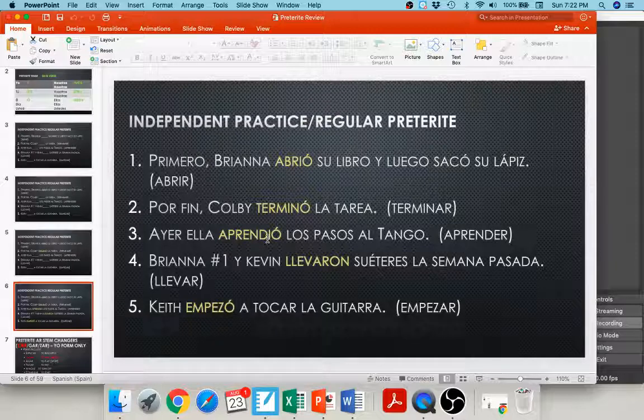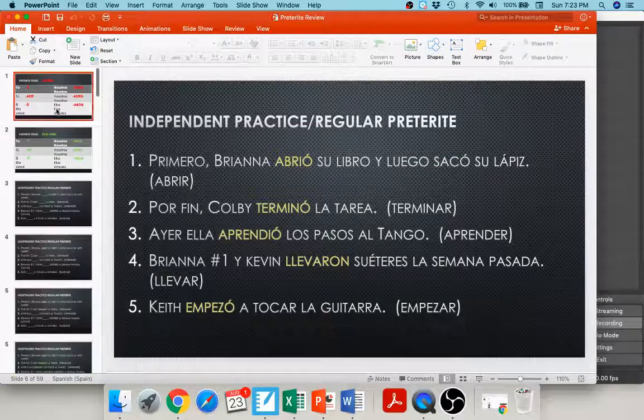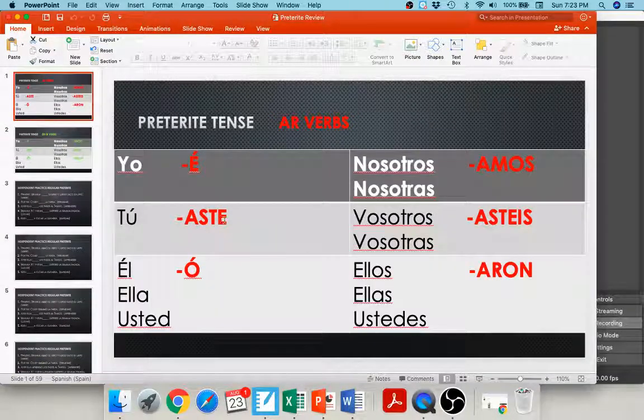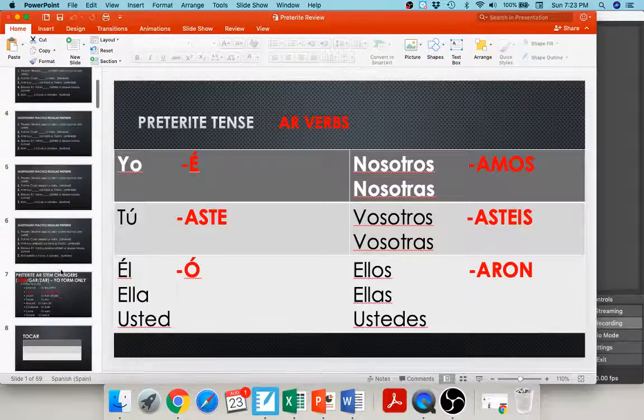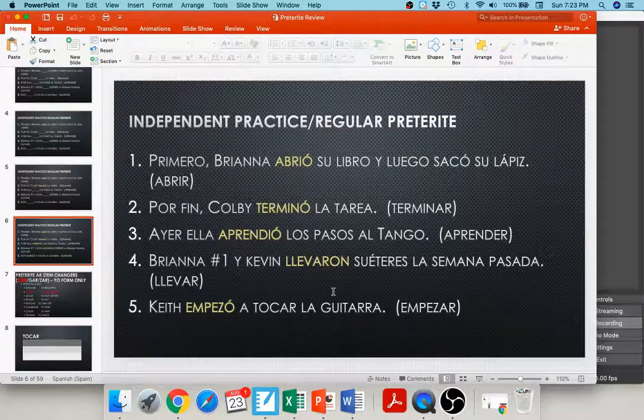Number 4, Brianna y Kevin llevar suéteres la semana pasada. So Brianna and Kevin carried sweaters, or they brought their sweaters last week. We're going to take llevar, we're going to chop off our AR, and in this case, since we're talking about Brianna and Kevin, or they, we're going to use the ellos form ending of aron, and our final answer here was llevaron suéteres la semana pasada.